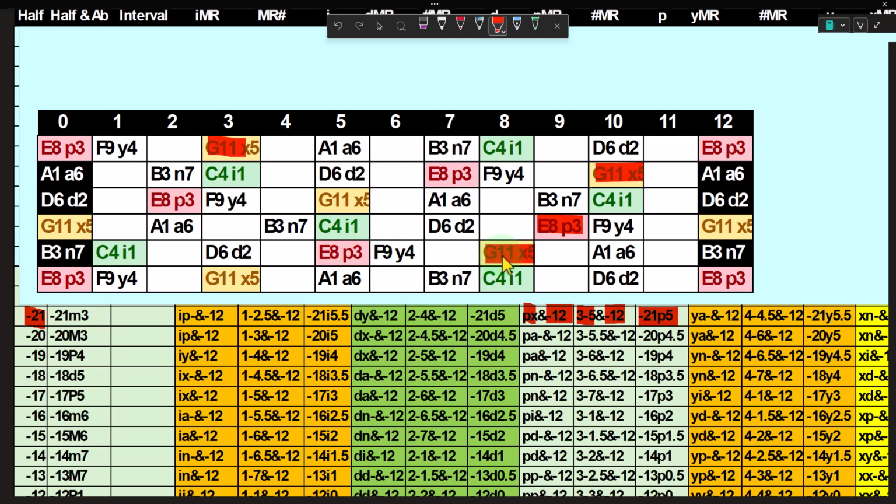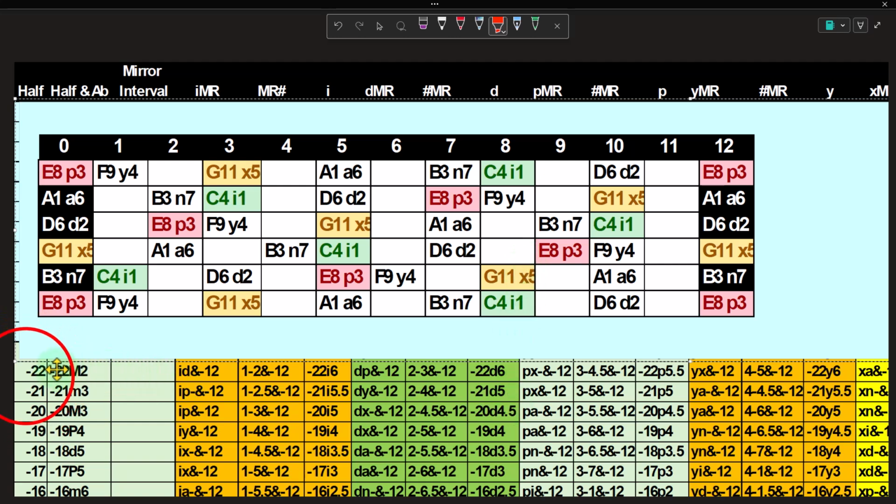It's 2 modal half steps up, which would be the 3rd scale degree if I made this the 1, and it's going to be 5, 4, 3 notes. I get that right? Yeah, I think so.